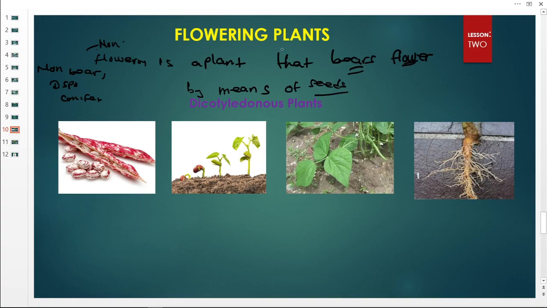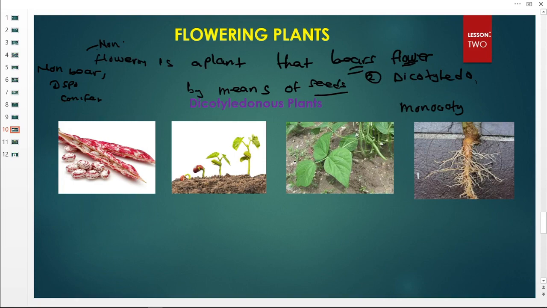If we revisit what we studied in the previous lesson, we say that these flowering plants are classified into two big groups. One, the class of dicotyledonous plants, and also the class of monocotyledonous plants. Here we are going to start with the class of dicotyledonous plants.